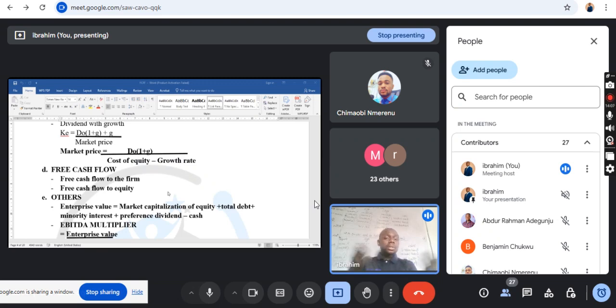Of course, when you want to take over a business, why will you involve cash? When you want to buy over the business, will you buy over my bank account? Chimobi, you want to take over NGX now. Will you take over my cash that is in my bank account? No. That is why you have to remove that cash under the enterprise value. So I think I'm done with the explanation of valuation of a business.